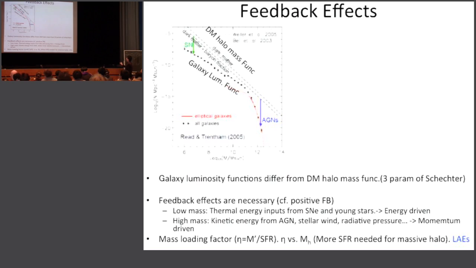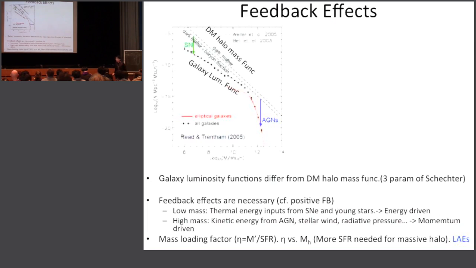So this dotted line is the dark matter halo mass function. So the real galaxy function shape is something like this. And you have suppressed number density of the galaxies in the massive end, and you have suppressed number density in the low mass end. So these differences are thought to be made by the feedback effects of the AGN heating and supernova heating and so on. So how can you quantify this feedback effect?